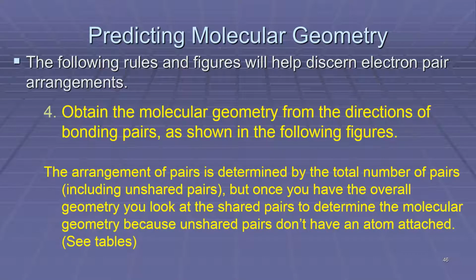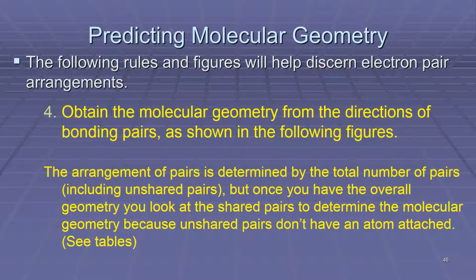Okay, so once you figure out your overall shape, if you count, if you've got 2, you're linear, 3, trigonal planar, 4, tetrahedral, 5, trigonal bipyramidal, 6, octahedral. But then we need to drill down a little bit more, and what we're going to do is look at the balance of bonds, actual bonds to unshared pairs.